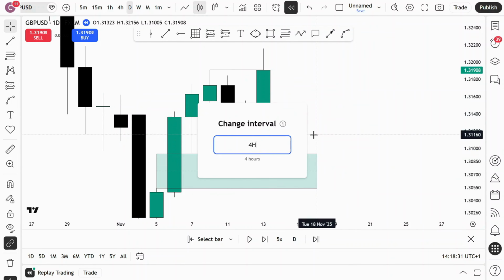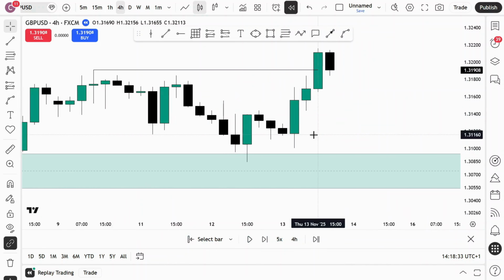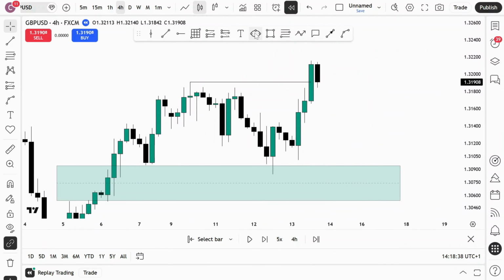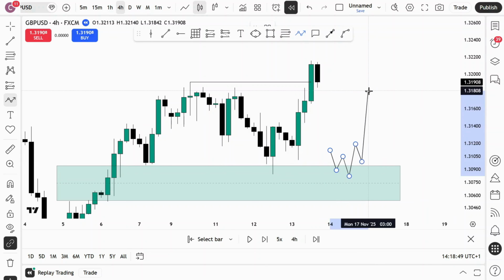When we transition to the 4-hour time frame, we notice something important. Price does not actually give us a clear entry model. Many traders would be waiting for a liquidity sweep, followed by a market structure shift, and then a return into a fair value gap to execute the trade.